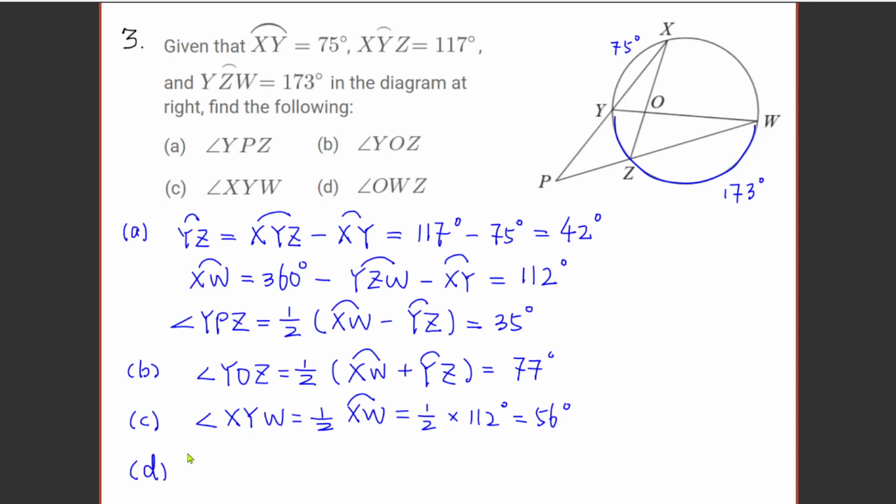Okay, last one. The angle OWZ is inscribed in the arc YZ, right? Therefore, we have angle OWZ is just 1/2 of the inscribed arc YZ. We have already calculated YZ here, so that is 21 degrees for angle OWZ. Any questions?